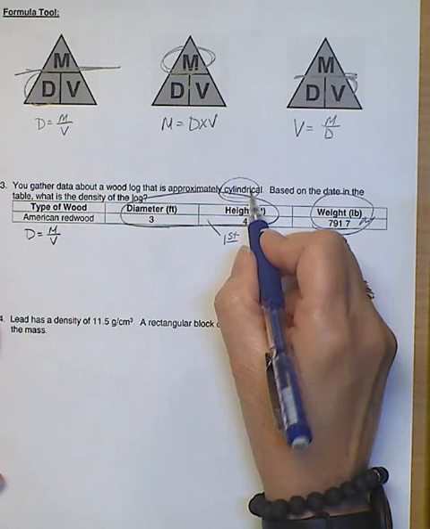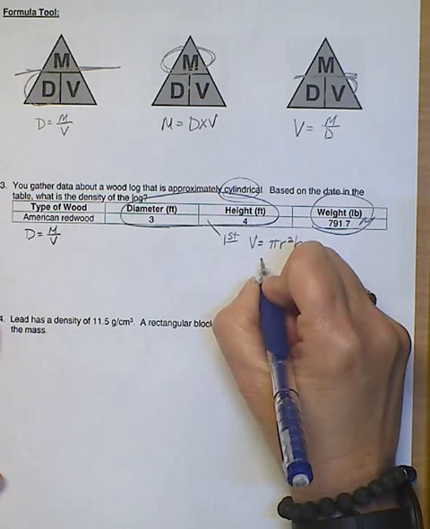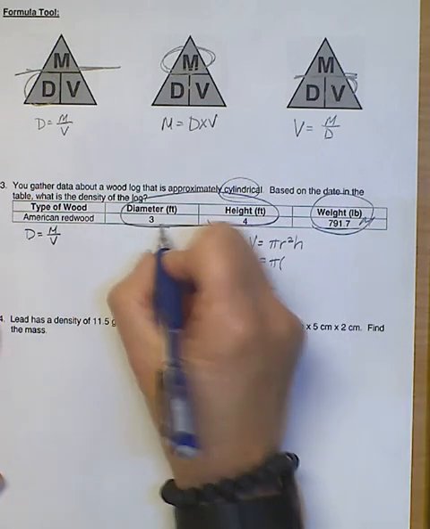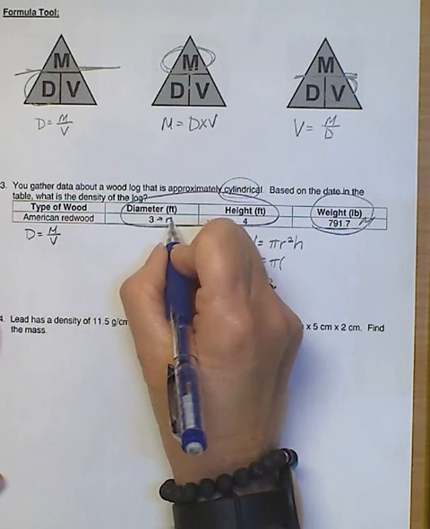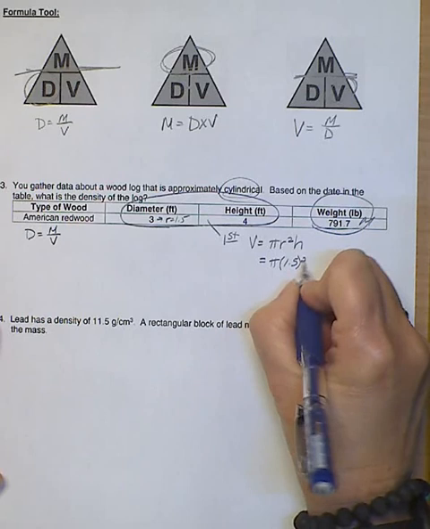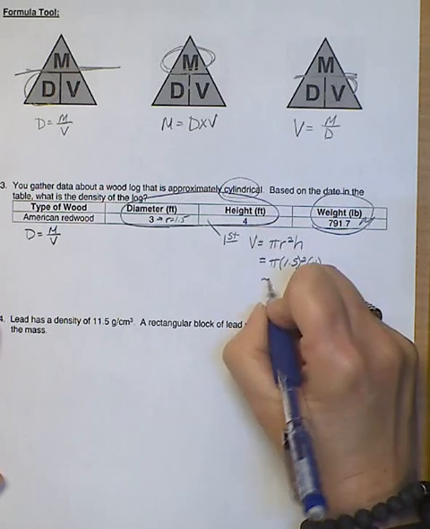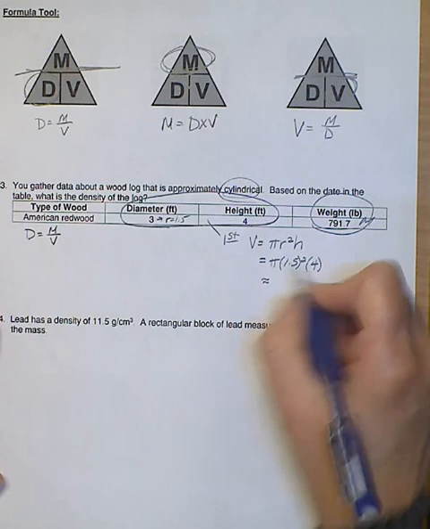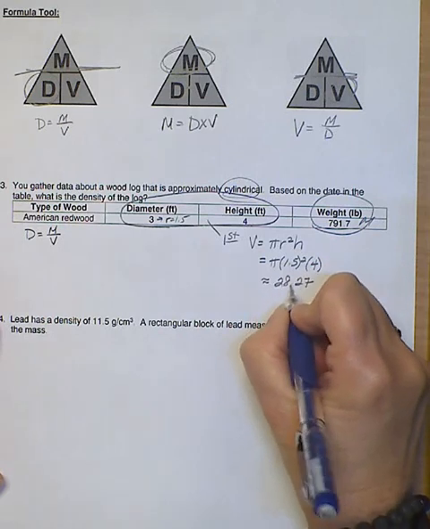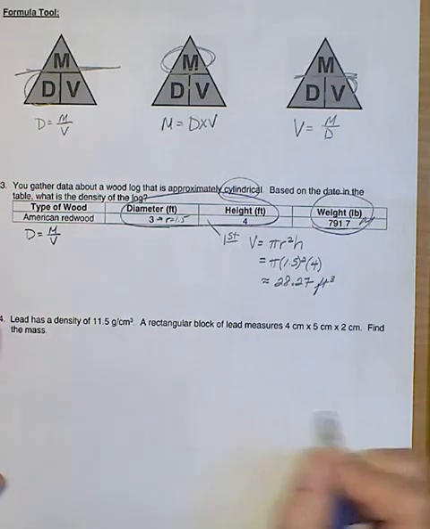Pi times radius squared times height. So pi times, okay, notice that they give you a diameter, so the radius is 1.5 feet. So our radius is 1.5 feet that we're going to square, and our height is 4. So we're going to multiply all this out, and we're going to get about 28.27 cubic feet.